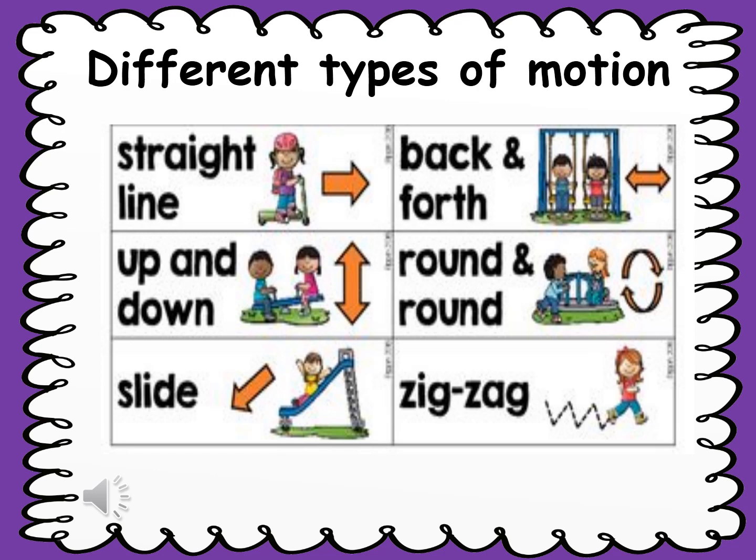The children who are playing in a seesaw, they can move up and down. The children who are playing in a merry-go-round, they can move round and round. The girl who is playing in a slide, she can move from up to down. The boy who walks in a zigzag way, he can move in a zigzag motion. These are different types of motion.